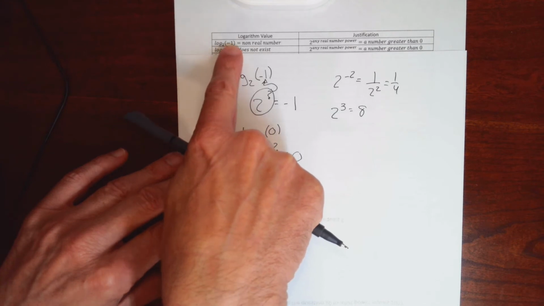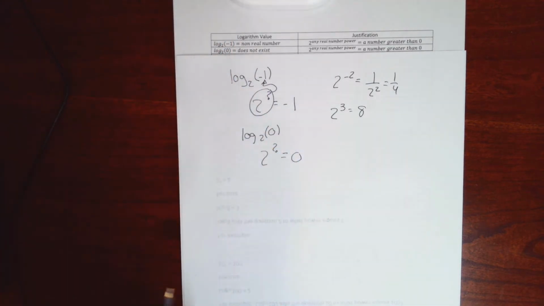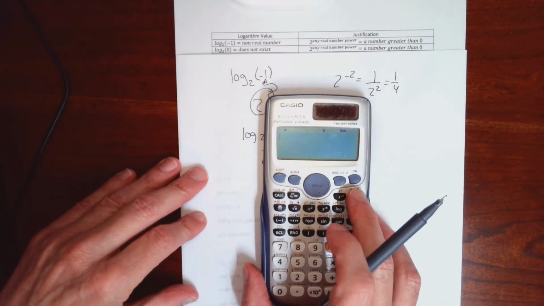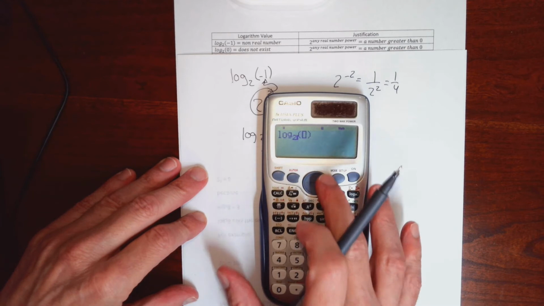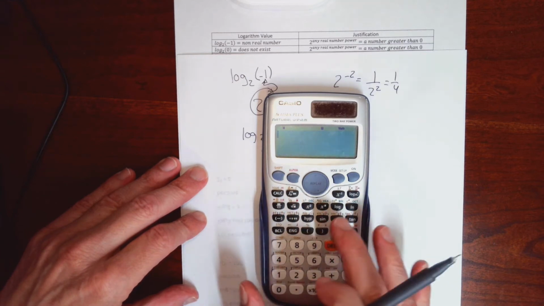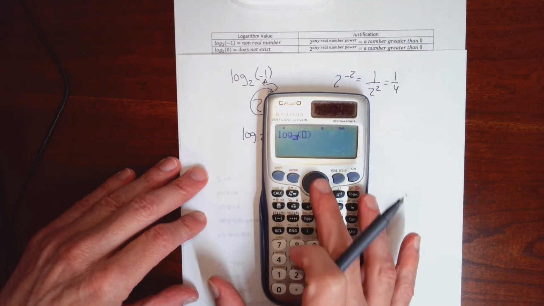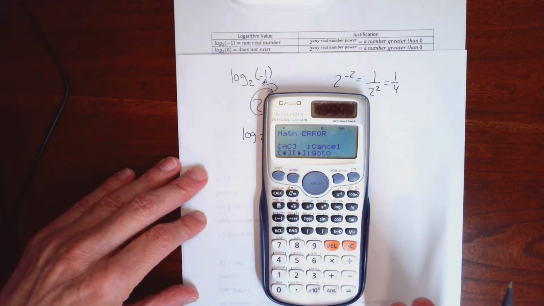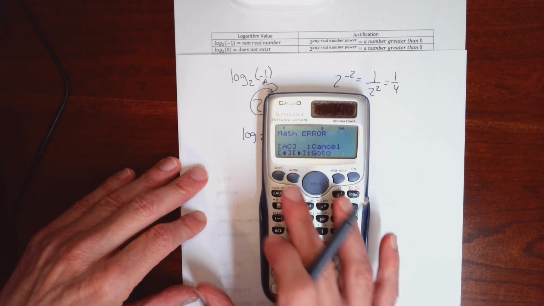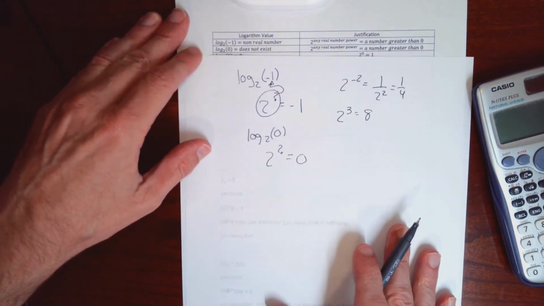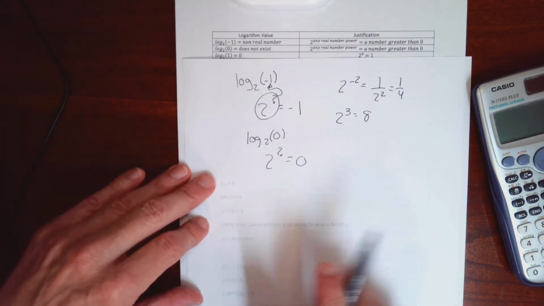There's no logarithm base 2 of -1. If I try to do this on this calculator, it's going to give me some sort of error. If I try to do the log base 2 of -1, it gives me a math error. Similarly, if I did the log base 2 of 0, it also gives me a math error. Logarithms only work for positive arguments.